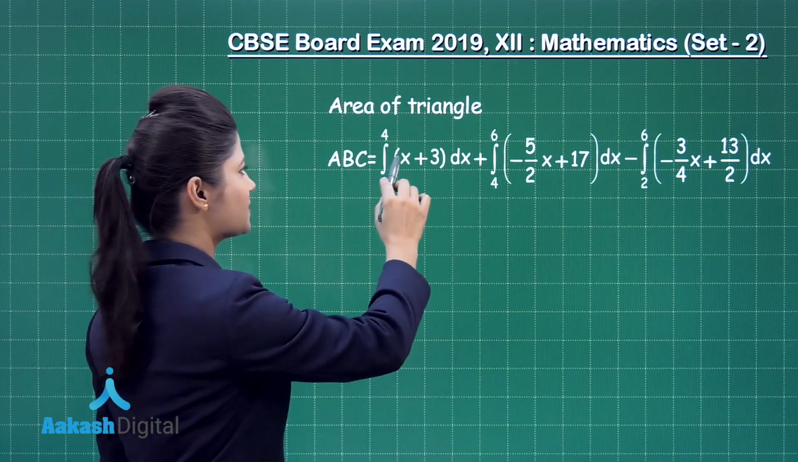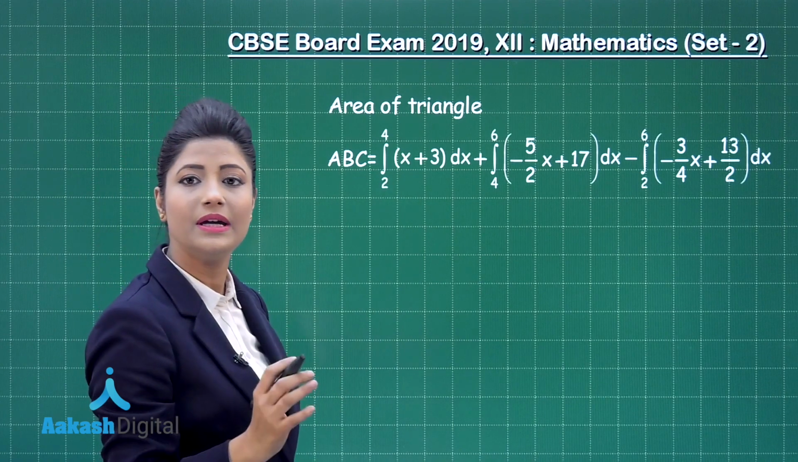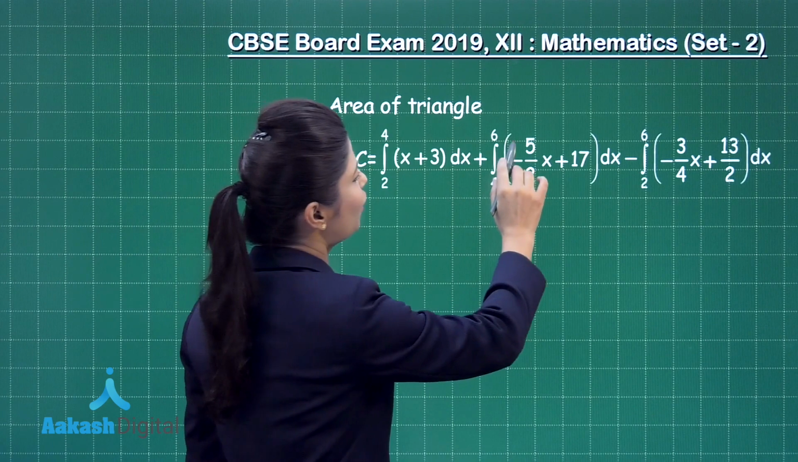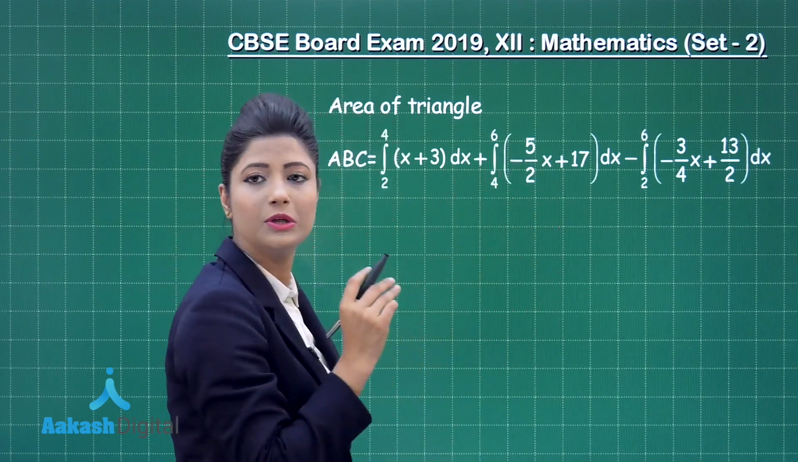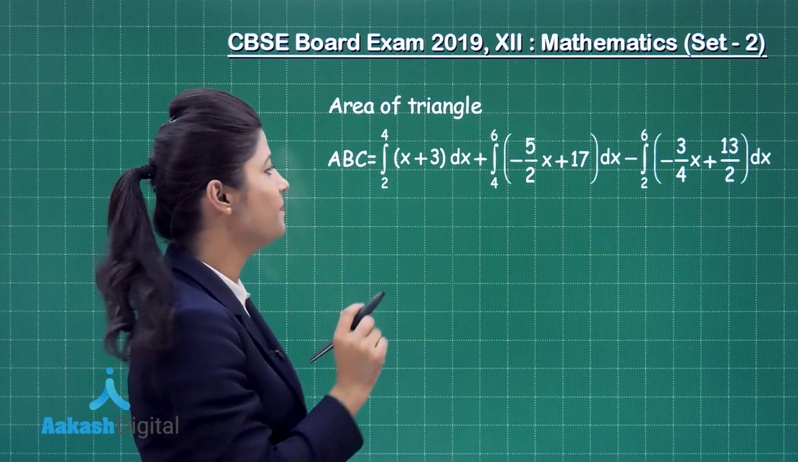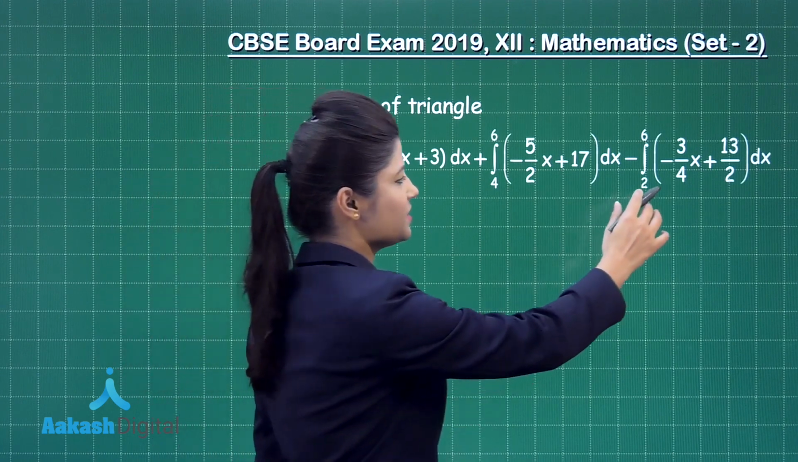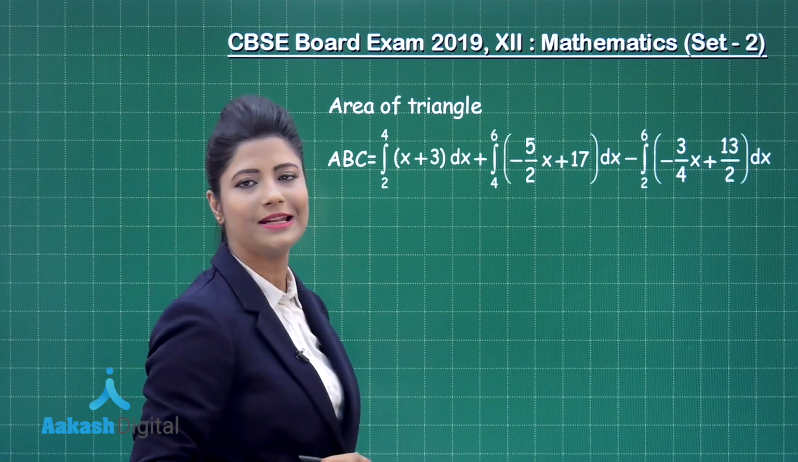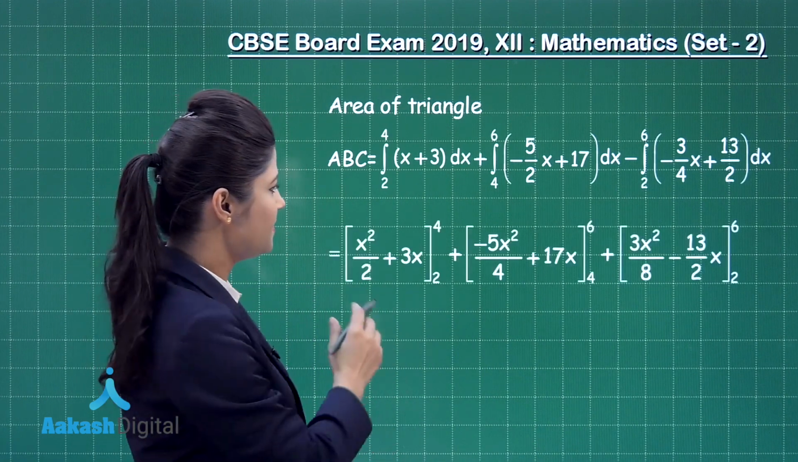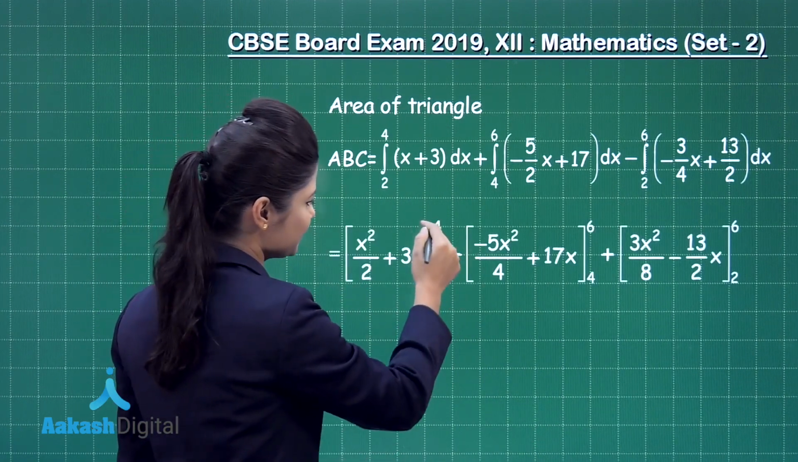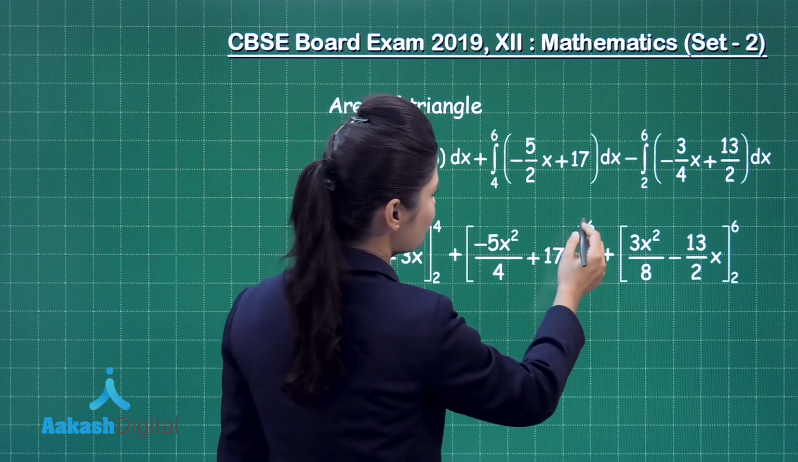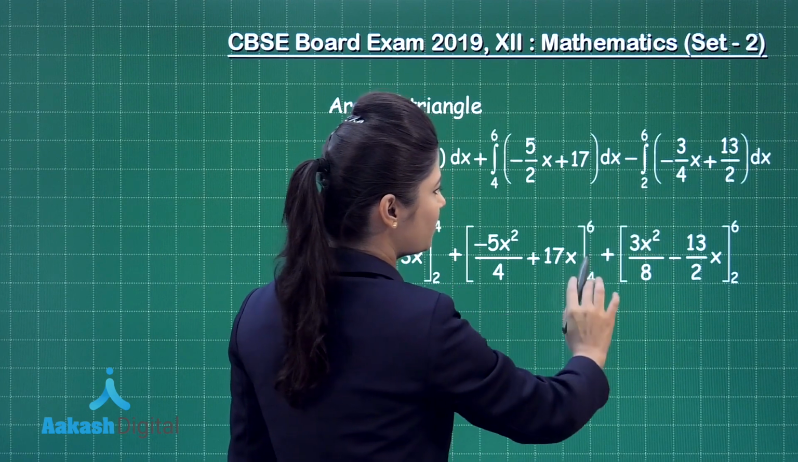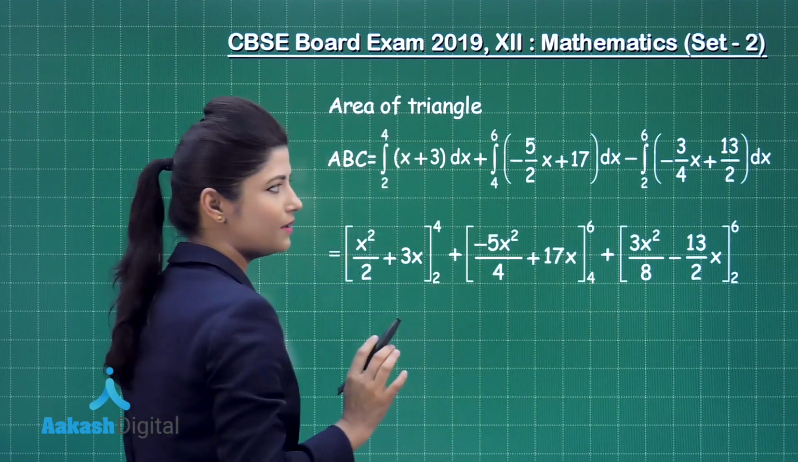So when you simplify this, integration of x plus 3 will be x square upon 2 plus 3x. Next, integral of minus 5x upon 2 will be equal to minus 5x square upon 4 plus 17x, and for this, integration will be minus 3x square upon 8 plus 13x upon 2. So when I simplify this, here I get this value where in this case the limit is from 2 to 4, here it is 4 to 6 and here it is 2 to 6. And I have taken minus common from both of these which gives me a plus sign here.